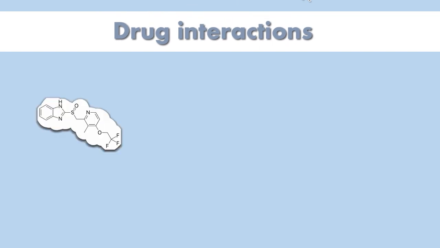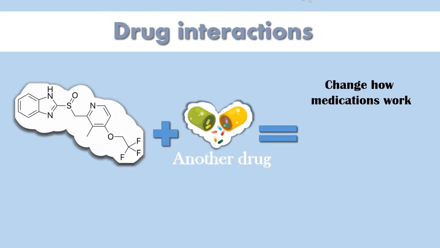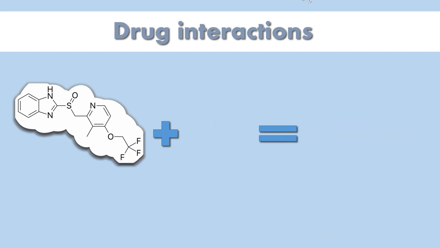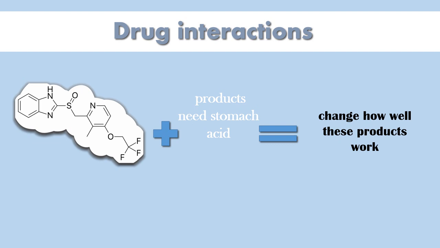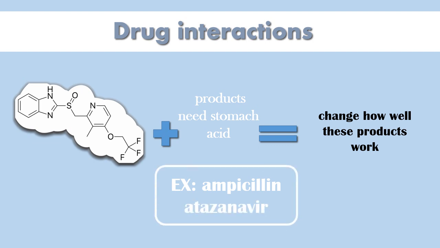Drug interactions. Drug interactions may change how medications work or increase the risk for serious side effects. Some products need stomach acid so that the body can absorb them properly. Lansoprazole decreases stomach acid, so it may change how well these products work. Some affected products include ampicillin, atazanavir, nelfinavir, certain azole antifungals, and many other drugs.